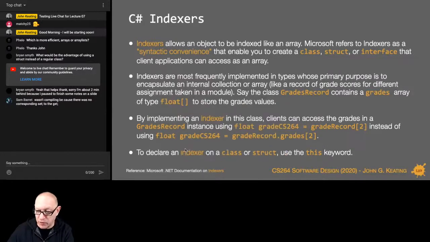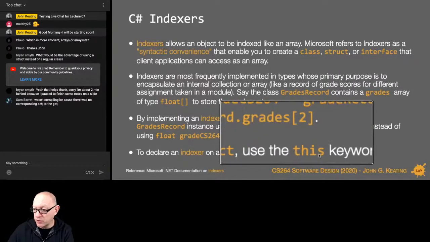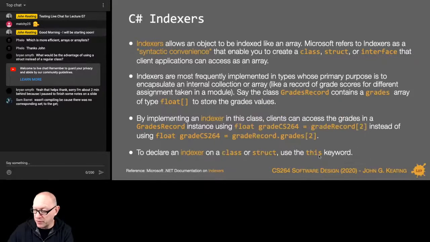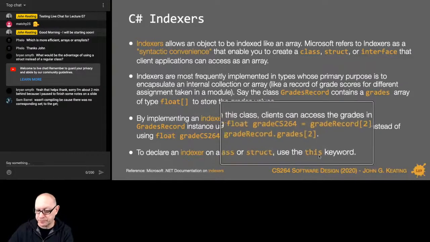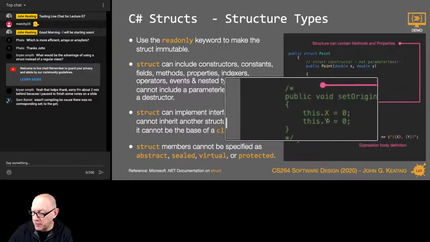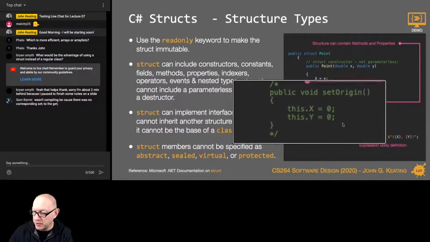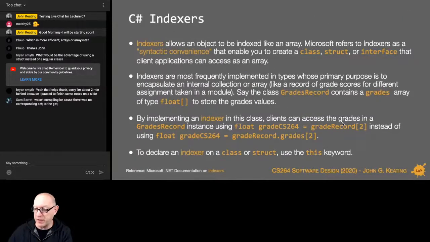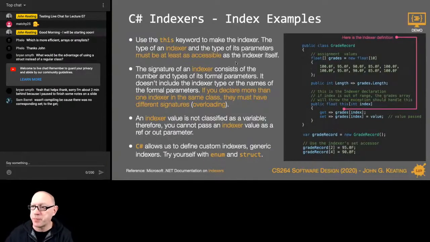So to declare an indexer on a class or struct, you use this. And you'll see what happened in the last exercise when I was looking at this here. This doesn't behave as you might expect if you're working with Java. That's the reason I did this. Let's see what we got. So we use the this keyword to make an indexer.